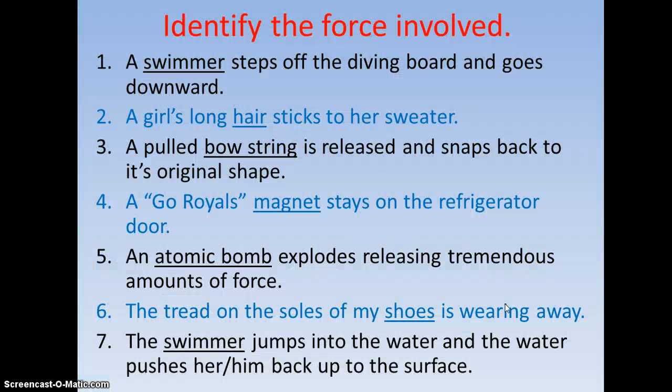Okay, so here are seven scenarios. What I want you to do is go through and tell me which type of force you think is involved with each. Okay, and I'm going to go ahead and stop this here so that you have to find out the answers for yourself. Okay, thank you.